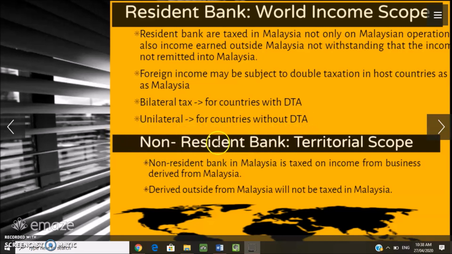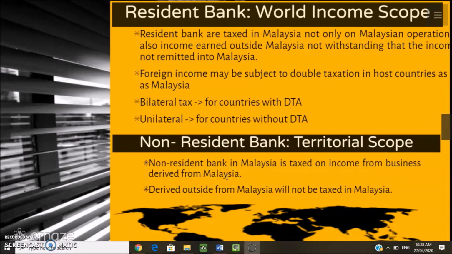And then non-resident bank, territorial scope. A non-resident bank in Malaysia is taxed on income from business derived from Malaysia, which means that the income derived from Malaysia will be taxed, but the income derived outside Malaysia will not be taxed in Malaysia.